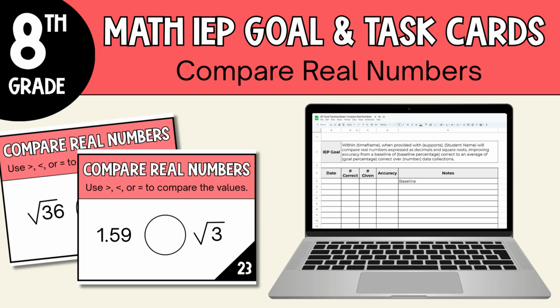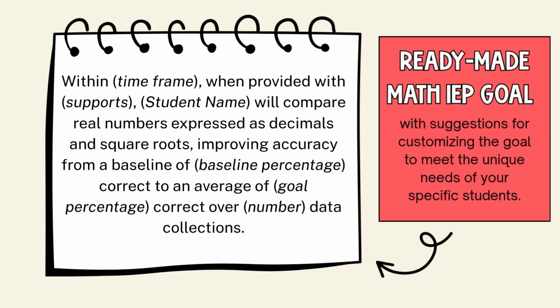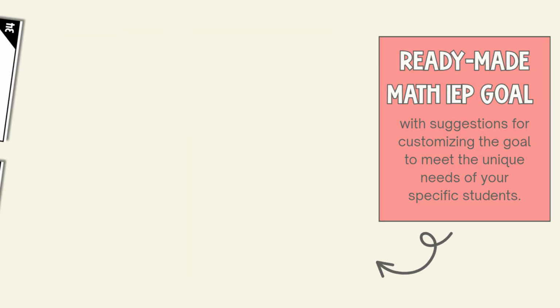This set is designed especially for 8th graders who are learning to compare real numbers by approximating the value of imperfect square roots. This game-changing resource includes a ready-made IEP goal about comparing real numbers, along with suggestions for customizing the goal to meet the specific needs of your student.